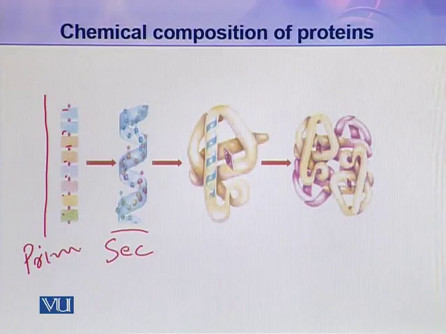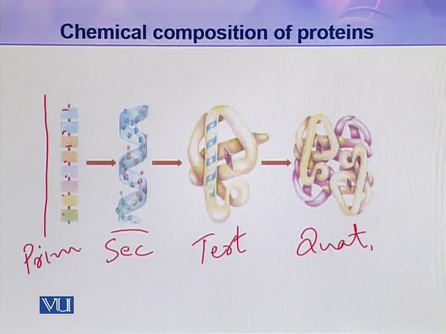After secondary organization, further organization takes place in the polypeptide chain, and it forms the tertiary organizational level. And now we can call this polypeptide a protein, and in some other proteins this tertiary level goes beyond and makes the quaternary level. So these are different levels of organization in a protein molecule.